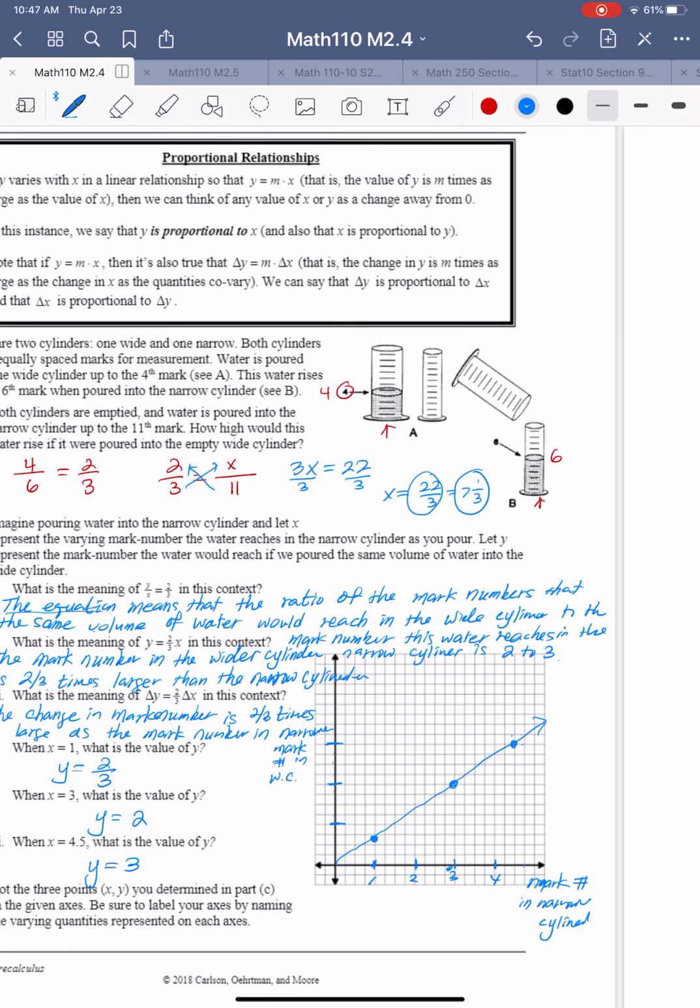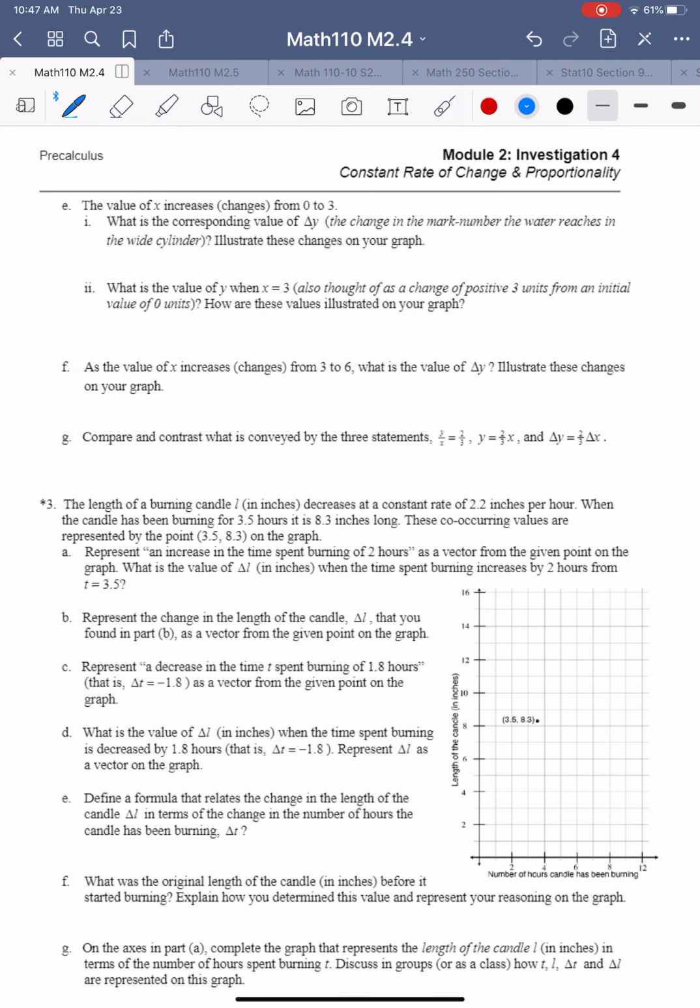So if you go to part E on the next page, the value of x increases from 0 to 3. So delta x is actually 3. What is the corresponding value of delta y? So delta y was 2/3 times delta x, isn't it? So delta y is going to be 2/3 times delta x, which is 3. So it's going to be 2. So the change in y also becomes 2.